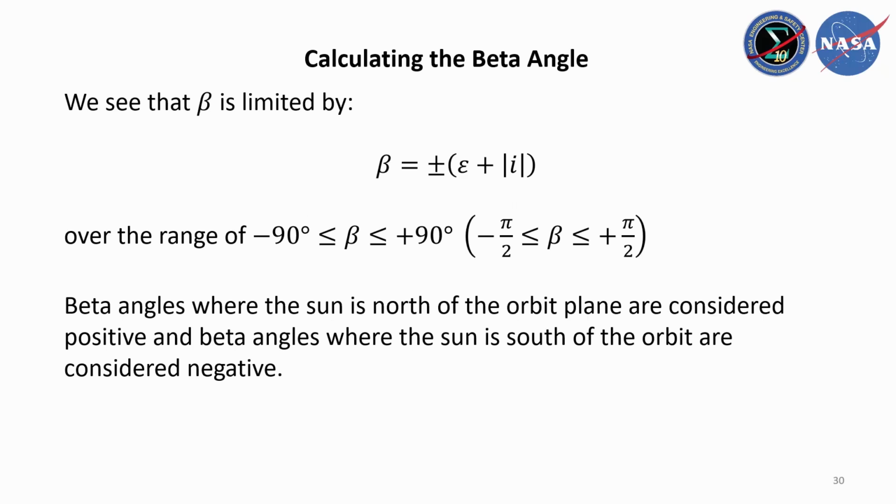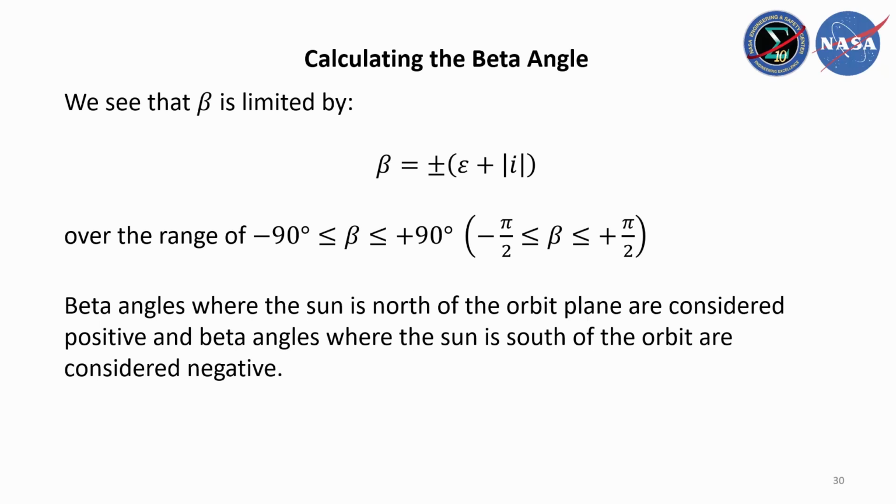Beta angle variation for an orbit is bounded to be within the range of plus or minus the sum of the obliquity of the ecliptic plus the magnitude of the inclination, over the range of minus 90 degrees to plus 90 degrees. That doesn't mean that a particular orbit must experience the extremes, but rather it can be achieved if the orbit right ascension and the position of the Sun south or north of the equator are conducive to producing that particular beta angle extreme.